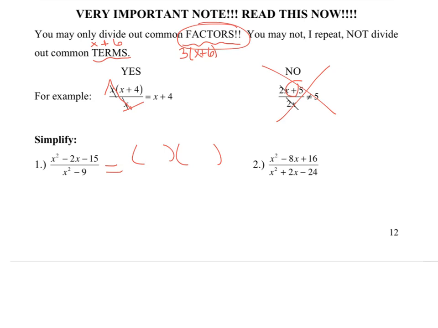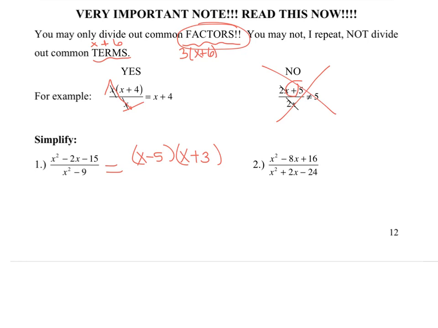We go straight to reverse FOIL. I know for my first terms I would need x times x in order to get the x squared. So now I'm thinking about what would multiply to negative 15, but add to the negative 2x. Well, we know that negative 5 times positive 3 equals negative 15. And negative 5 times x would give us negative 5x. X times 3 would give us positive 3x. So negative 5x plus 3x is negative 2x, exactly what we want.